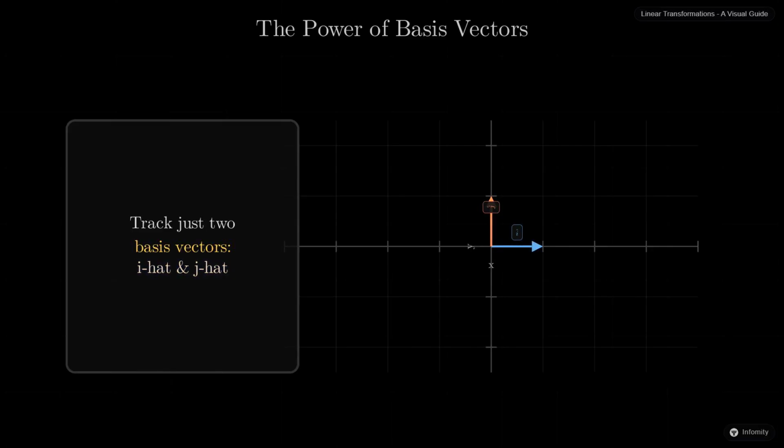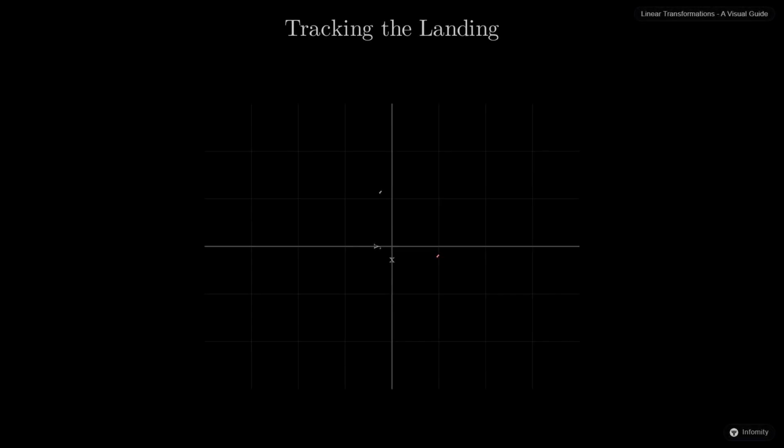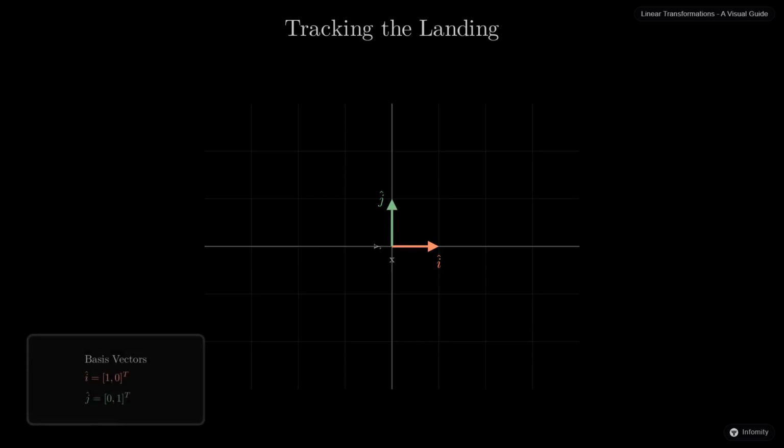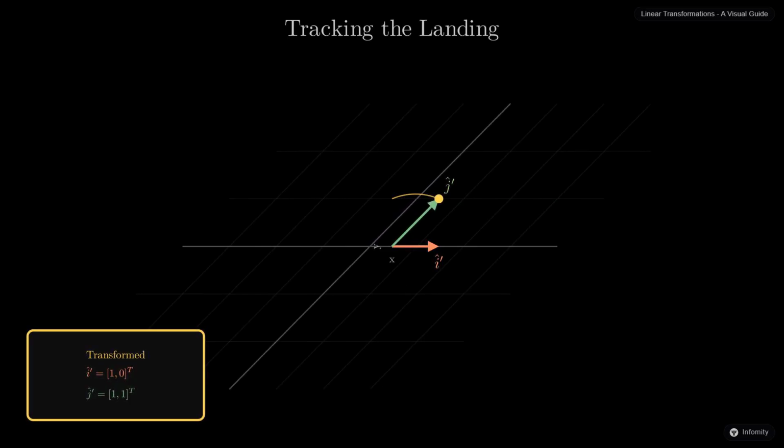These two vectors define our entire space. When we transform our space, these two basis vectors move to new landing spots. Watch closely as we shear the grid. While i hat stays put at (1, 0), j hat tilts to land at (1, 1). Because the grid is linear, every other point is locked to their movement.